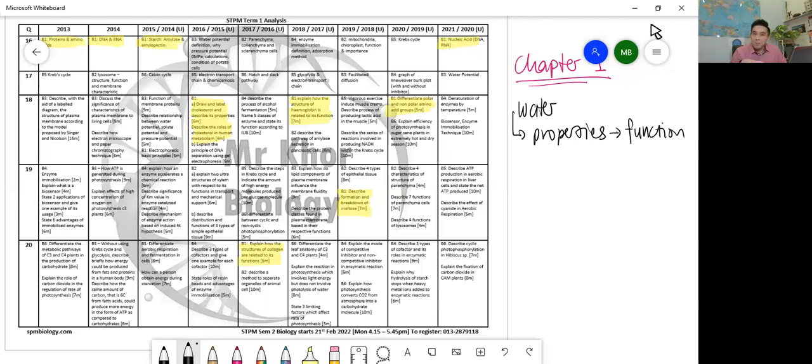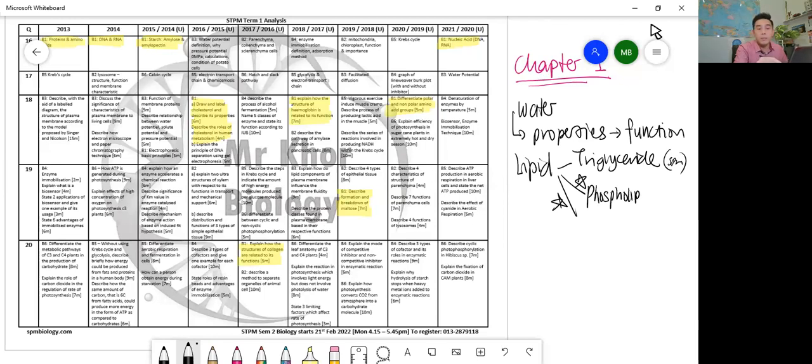Carbohydrate, I leave it first. Now let me tell you what's important first. Water is important, properties and function. Then lipid, you have to read through triglyceride, but not that crucial. I would say these two are more important because this is SPM stuff. Triglyceride is SPM.